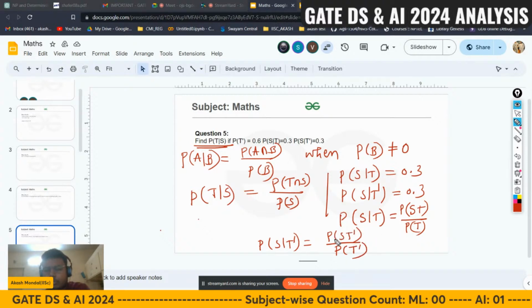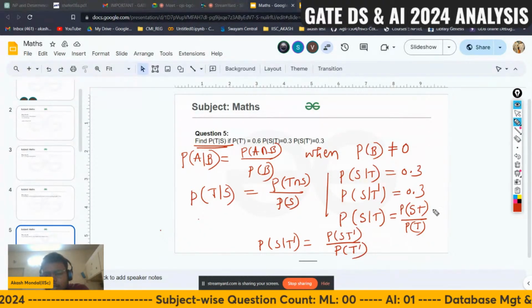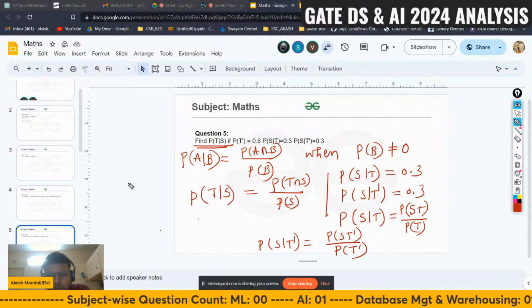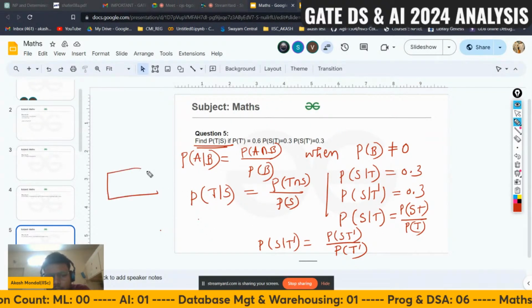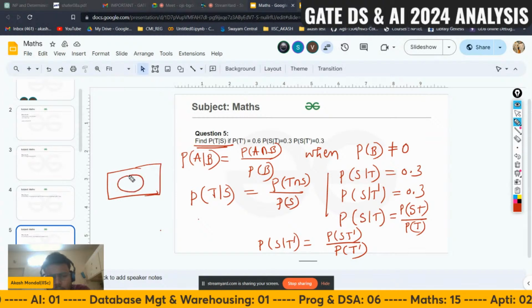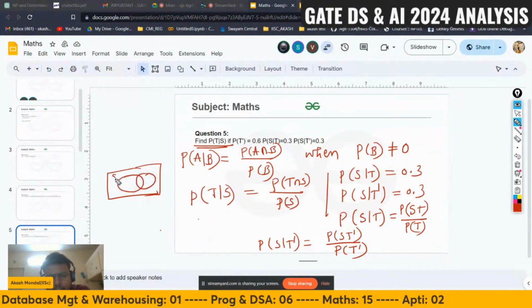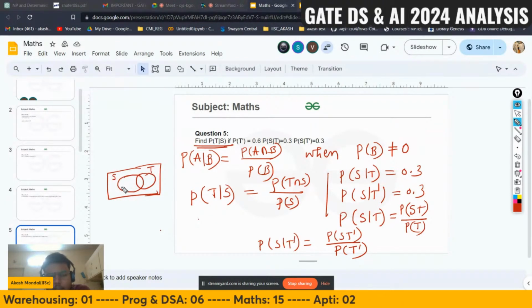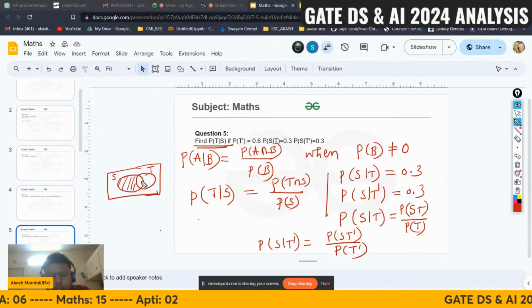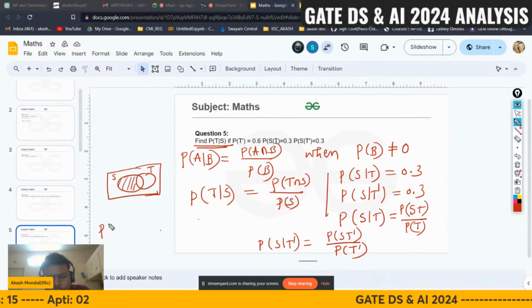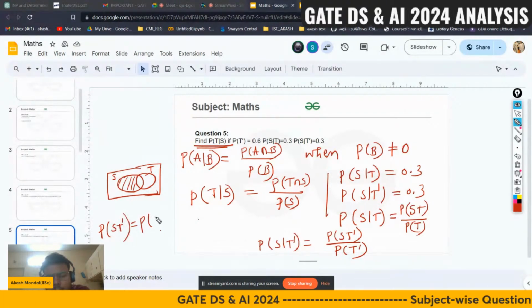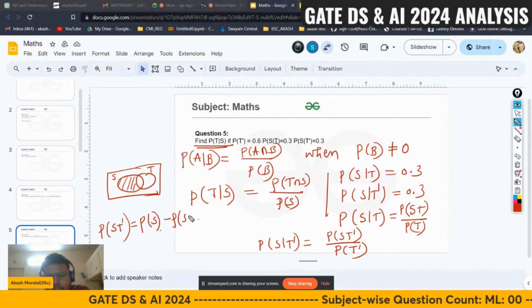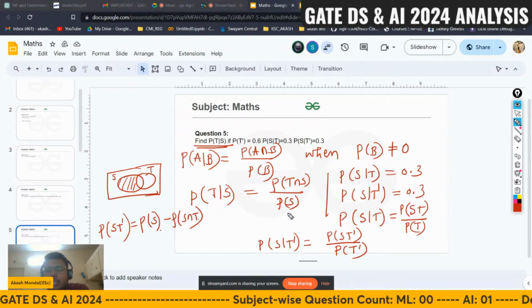So this is what you can compute, and this data is given to you. Now what is the probability of S prime? This you can also solve by Venn diagram. Let's say this is S, this is T. Now S intersection T prime is this region. So you can write probability of S intersection T prime equals probability of S minus probability of S intersection T.